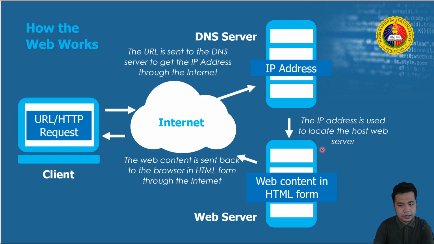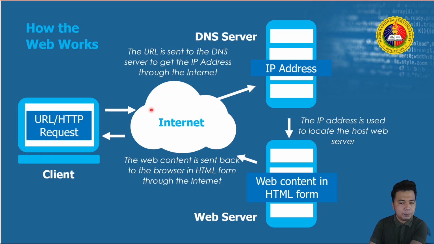Previously, we learned the overview of how the web works. Every time you click a link or type a web address on your web browser, the client or the browser sends a web content request to the web server. As the request is made, the browser uses a uniform resource locator or URL to locate the requested web content.